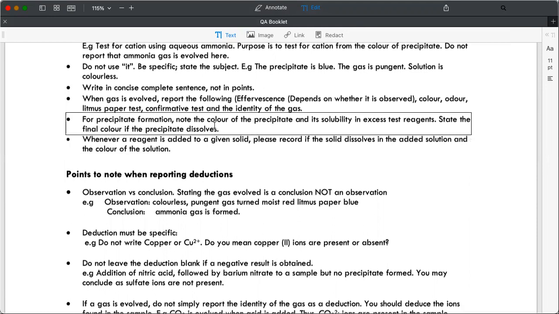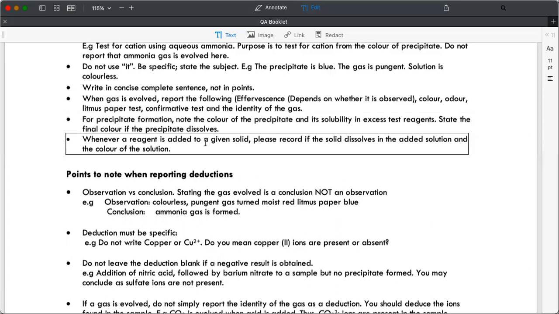And when it involves the formation of a precipitate, please note the color of the precipitate and the solubility in excess test reagent. So take note of the complete description. You can check your notes or the cheat sheet for more details. And if the precipitate dissolves, please write down the final color. For example, copper(II) ions with aqueous ammonia in excess: the blue precipitate dissolves or is soluble in excess aqueous ammonia to form a dark blue solution. That is the complete answer.